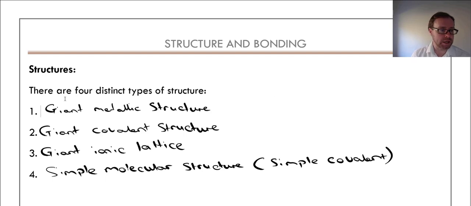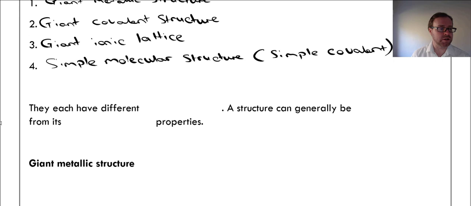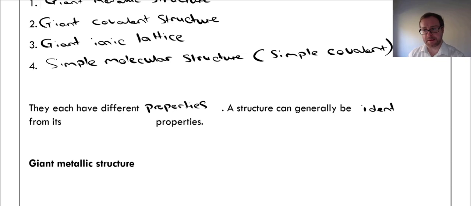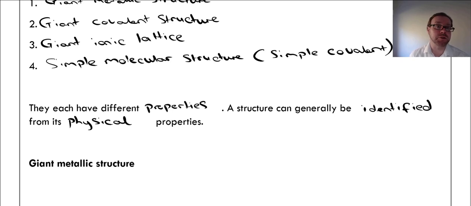Okay, so these are our 4 different types of structures and we're going to go into a bit more detail with them. Before we do that, they each have different properties. And a structure can generally be identified from its physical properties. So when we say physical properties, we mean a high melting point or a low melting point, things like that.